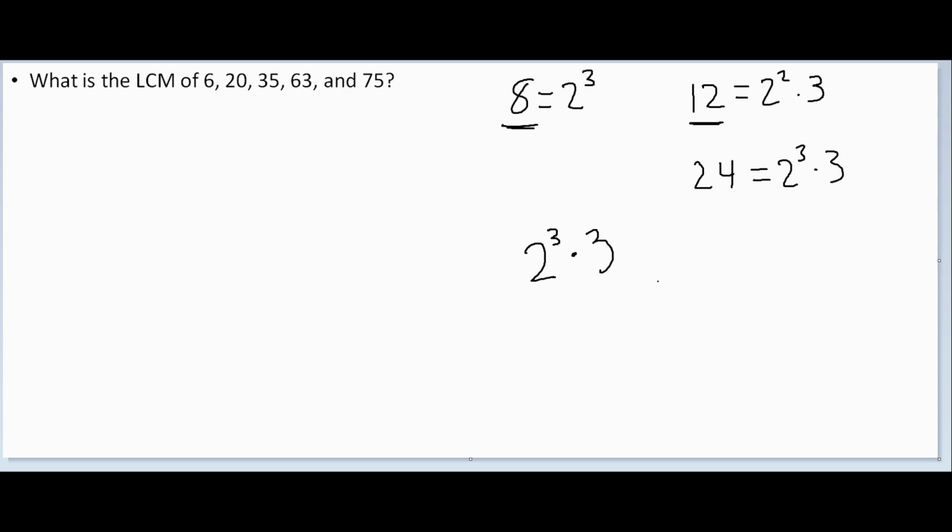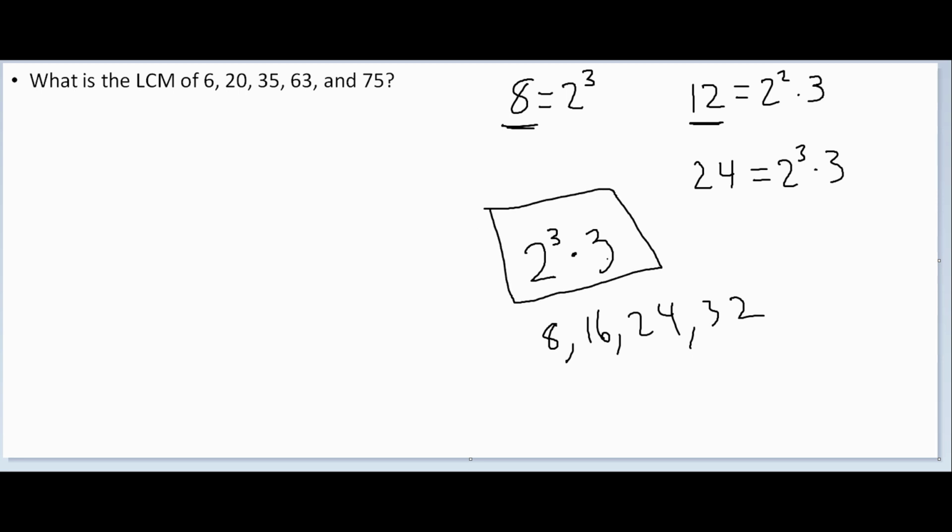And if you think back to what a multiple is, this should make sense. Like if you look at the multiples of 8, 16, 24, 32, in the other video we said that anything that's a multiple of 8 must have 8 as a factor. So if this number is a multiple of 8, it must have 8 as a factor, and it does here, 2 cubed. It must also have 12 as a factor. 12 is a factor because it has 2 factors of 2 and 1 factor of 3. So that's how you want to think about it.